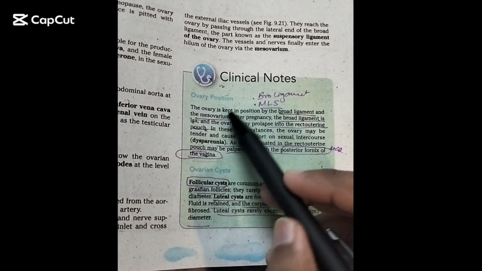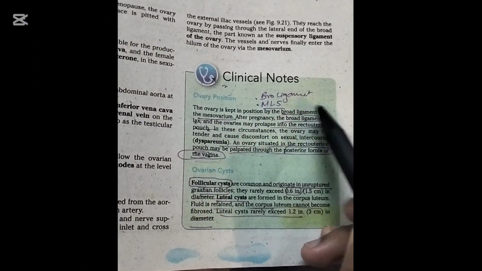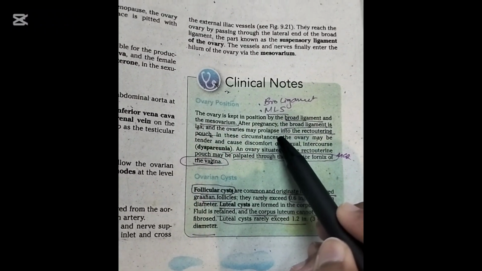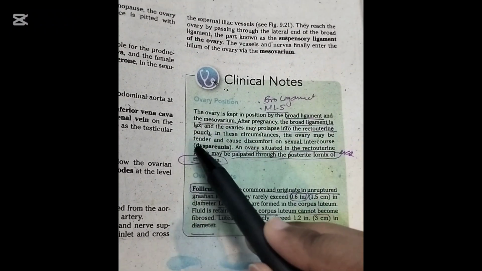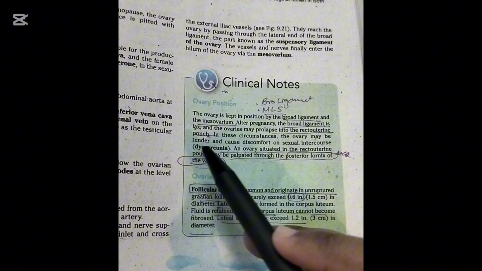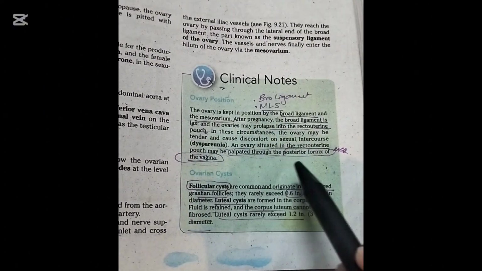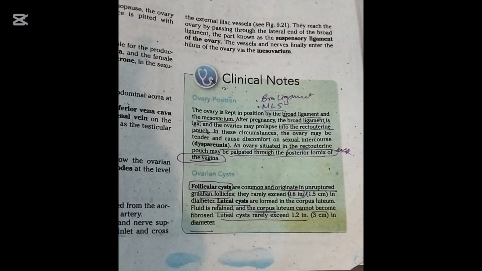Let's talk about ovarian position. The ovary is kept in position by the broad ligament and mesovarium. After pregnancy, the broad ligament is lax and the ovaries may prolapse into the rectouterine pouch. In these circumstances, the ovary may be tender and cause discomfort on sexual intercourse, which is dyspareunia. An ovary situated in the rectouterine pouch may be palpated through the posterior fornix of the vagina.